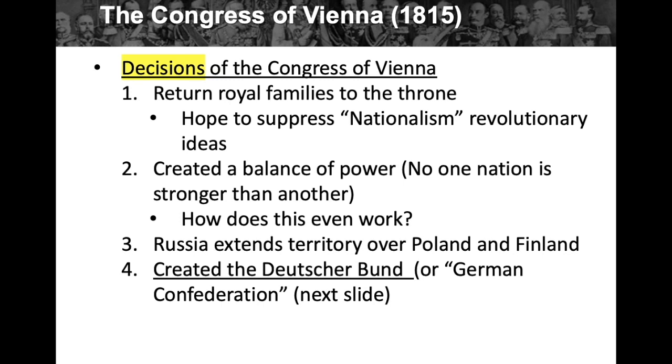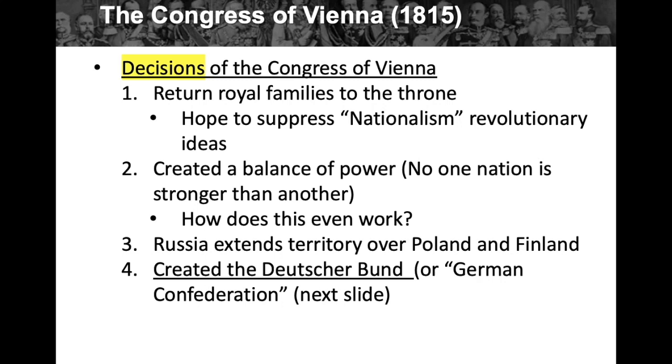And the simple question is, how does this even work? Because the nations did not have the same amount of resources. They did not have the same amount of population. They did not have the same amount of territory. So how does it even work where one nation would not be stronger than another? There's always going to be strong nations that are stronger than another. And clearly Austria is going to want to be more powerful than others. That's why they are holding this Congress in the first place, because they want to be the most powerful in their area, so they're not threatened.